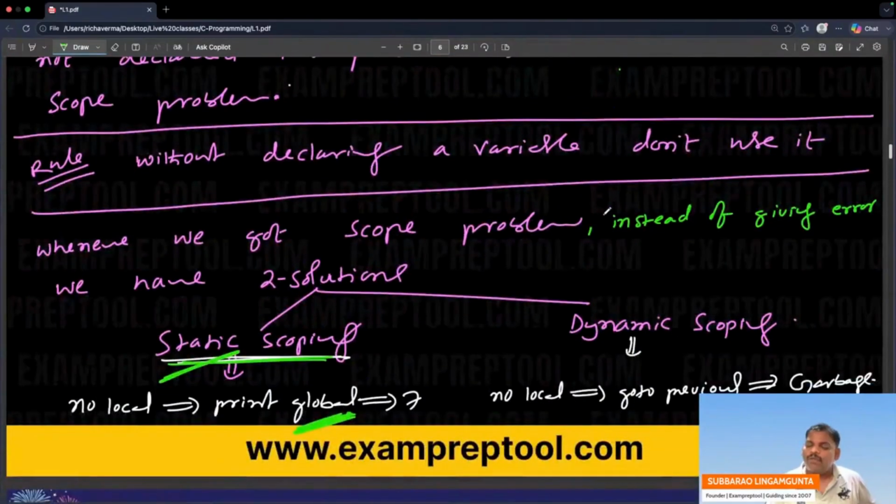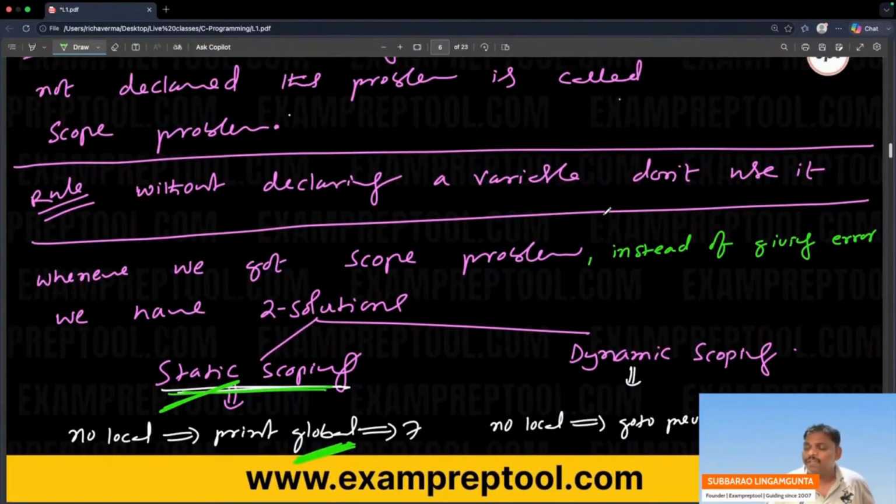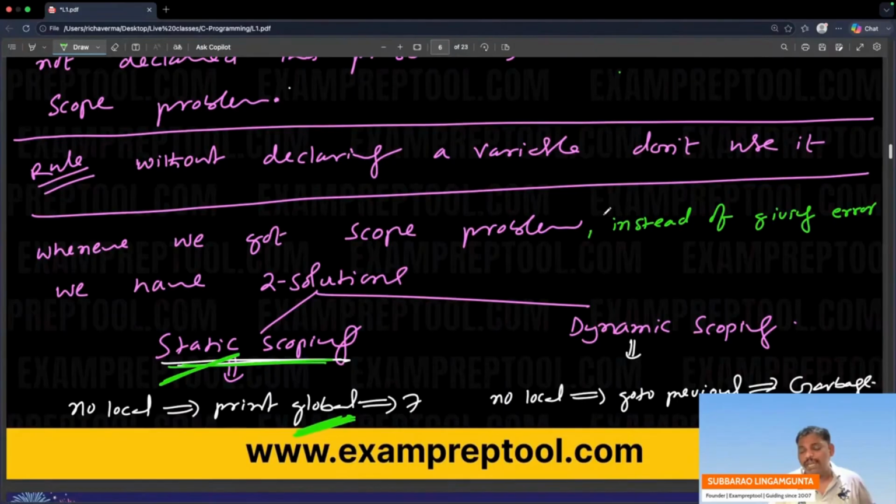Whenever we get a scope problem, instead of giving an error, we have two solutions. Static scoping: if no local, go to global. Dynamic scoping: you are on the 10th floor, some problem, go to the 9th floor. If the 9th floor also has a problem, go to the 8th floor. So see the previous one, and so on. You will see afterwards.